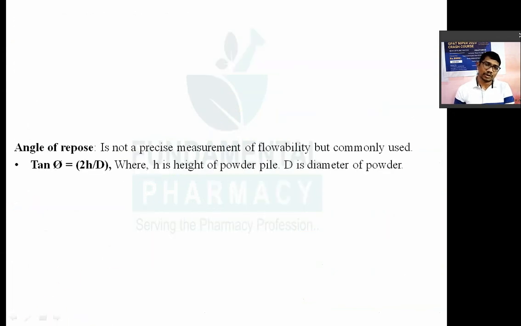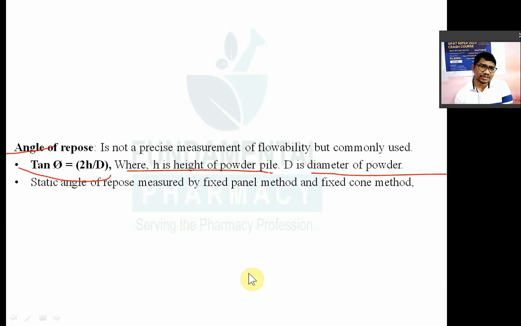It is not a precise measurement of flow properties of powder, but it is commonly used: tan theta is equal to 2h upon d, where h is the height of powder pile and d is the diameter of powder. Angle of repose is the static angle, which is measured by fixed funnel method or fixed cone method. These are the two static methods.